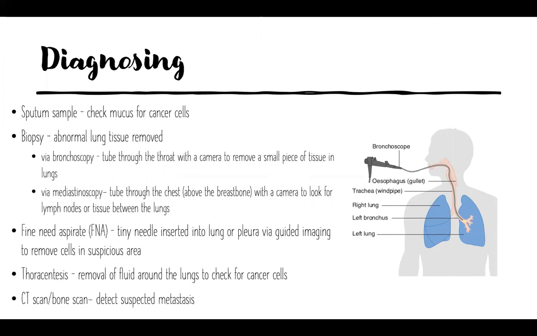And then they remove just some cells and put them in some saline fluid, and then they'll send it over to cytology for a cytologist to look at any abnormal cells. You can also do thoracentesis if there's fluid around the lungs, and then of course a CT scan or a bone scan if you suspect late disease or there are metastases.